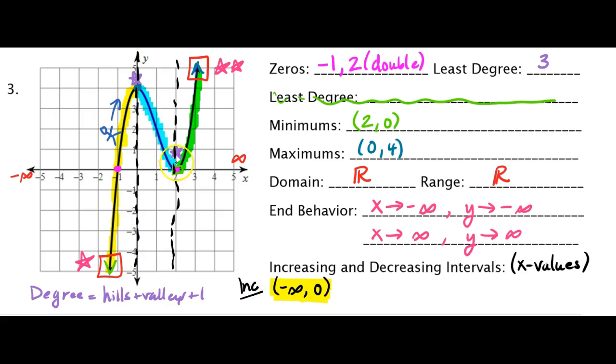Now if you look at this blue interval, that one is decreasing, because if you were walking on that part of the graph, you would be walking downhill. So the blue part of the graph is a decreasing interval. So I'm going to write decreasing, and that one starts at 0 and it stops at the x value of 2. And then our last interval is the green one, and that one is increasing again, because if you were walking on the graph, you would be walking uphill. So that one starts at 2, and then it would follow the graph all the way to positive infinity.